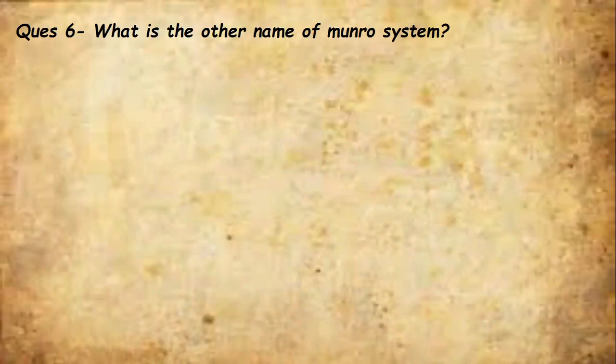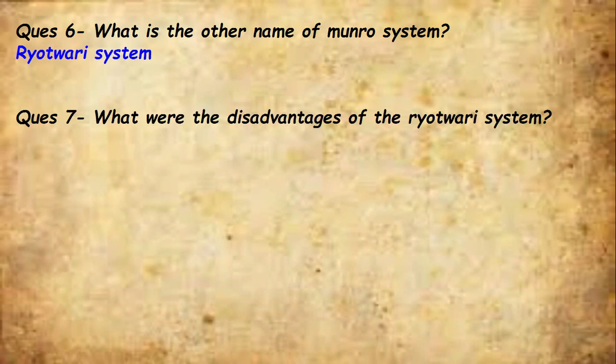Next question, question number 6 is, what is the other name of the Munro system? The other name of the Munro system is very simple. That's the Ryotwari system.